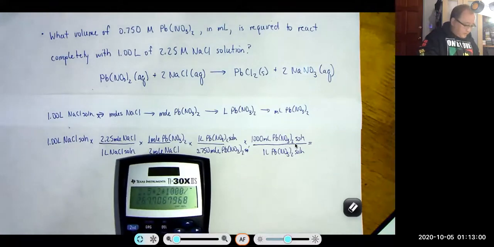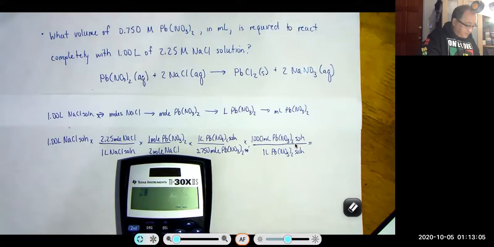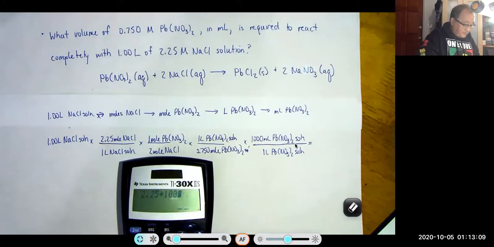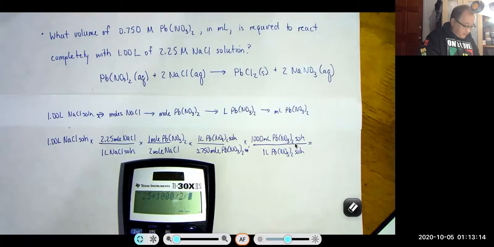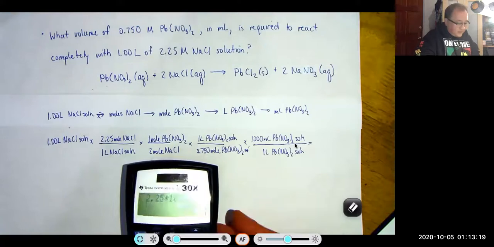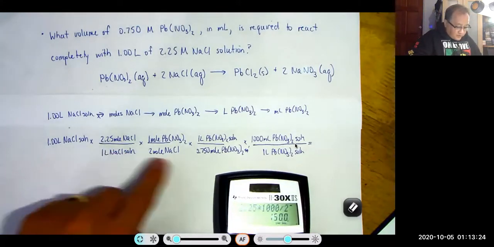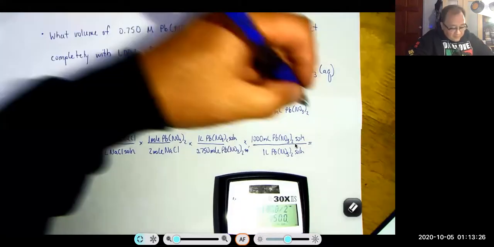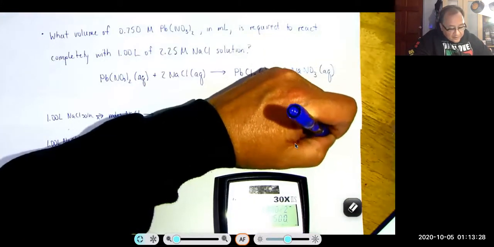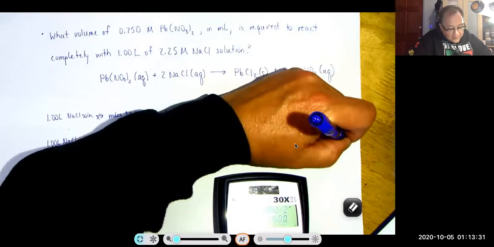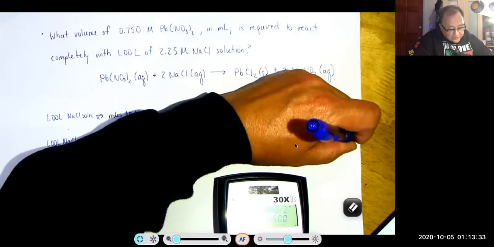So I'm going to clear this, and we're going to do 2.25 times 1,000 divided by 2 and divided by 0.750, and we get 1,500. So how do we write 1,500 with 3 significant figures, which is what we need? Well, 1,500 milliliters of lead 2 nitrate solution isn't going to do.